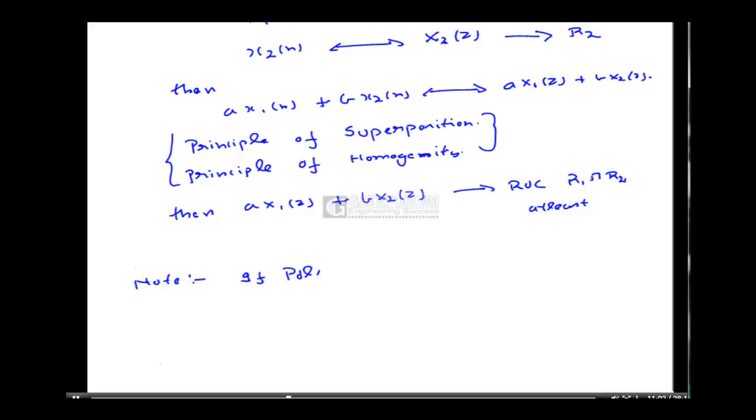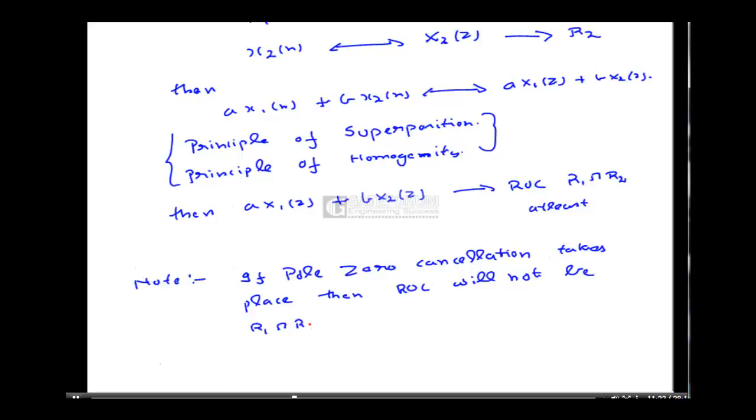If pole zero cancellation takes place, then ROC will not be R1 intersection R2.